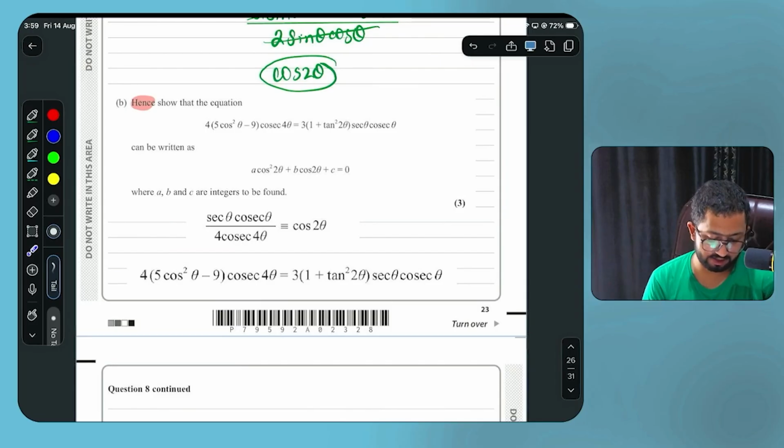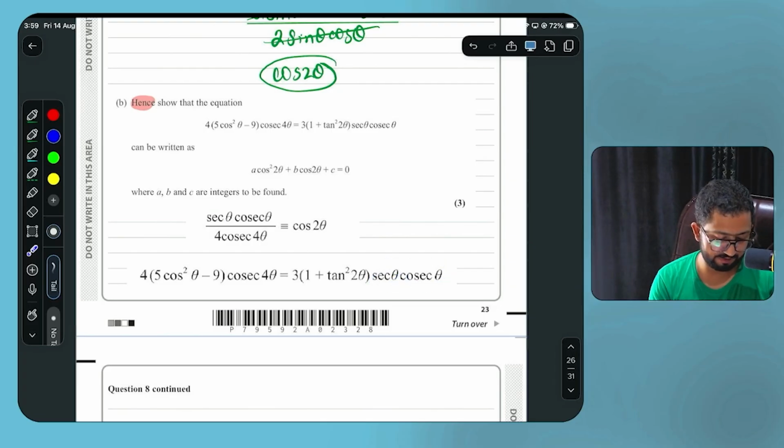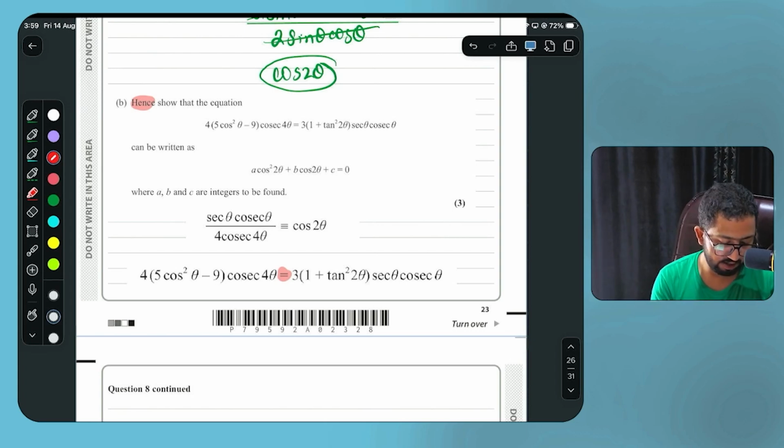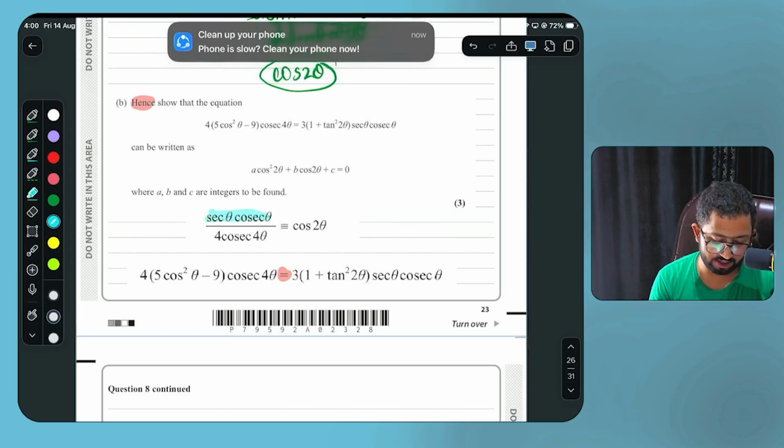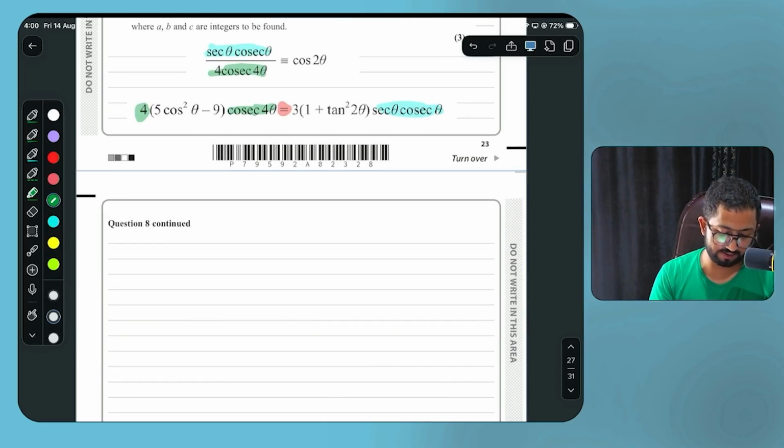So the problem is, where is the secant theta, cosecant theta? Oh, okay. There is a cosecant theta and secant theta. Be careful, that question is not related with identity proven. There is an equal sign. Okay, so you found it. Secant theta and cosecant theta over here. So what is the term which is missing actually? 4 cosecant 4 theta. So here you can see 4 cosecant 4 theta. Shift into another side.